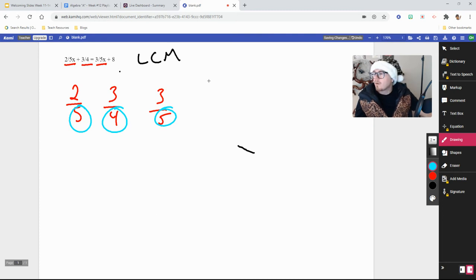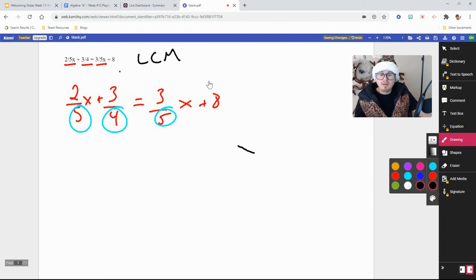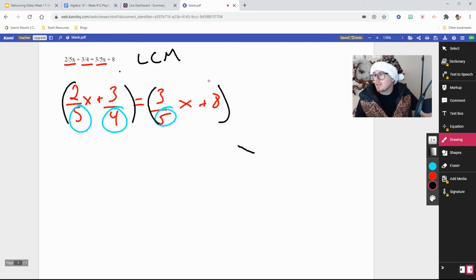Yep. So I would multiply everything. I'd multiply this whole equation by 20. Now, here is why I always tell you guys to put the whole equation in parentheses, because if you only pick and choose what you're going to multiply, you're going to break stuff. So we're going to multiply everything by 20. And the reason to do that is to get rid of the fractions, because you guys hate fractions, so I'm helping you exterminate them.